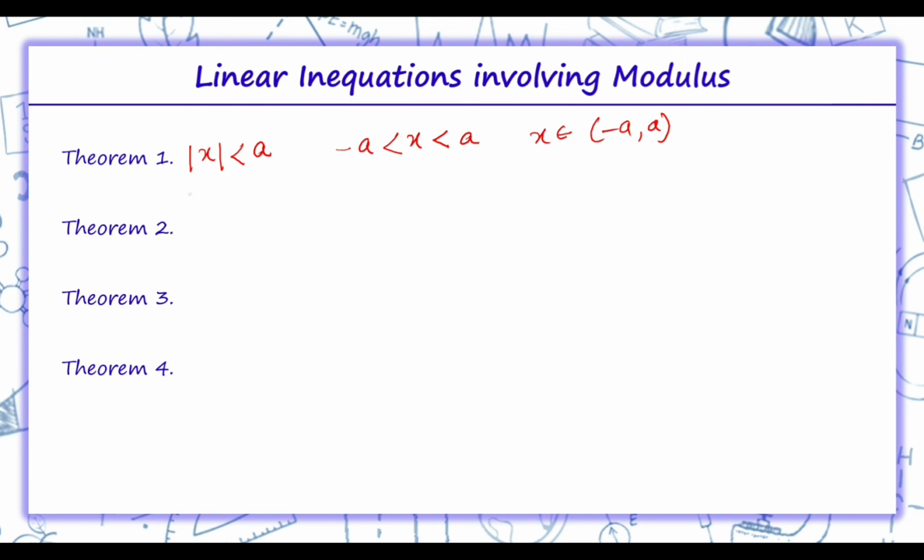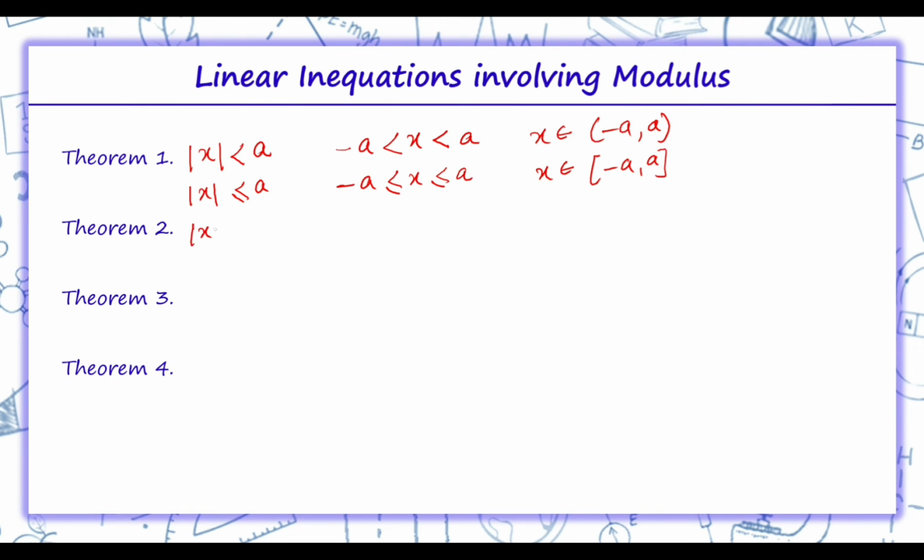Similarly, if it is written as mod x ≤ a, again we will write x ≥ −a but x ≤ a. Thus here we will write square brackets to represent the equal sign.